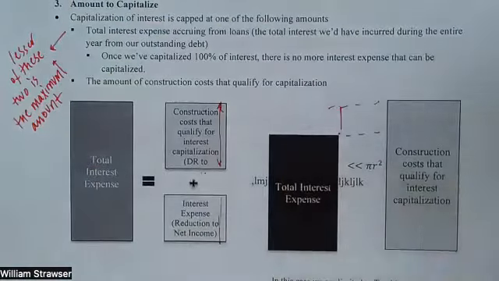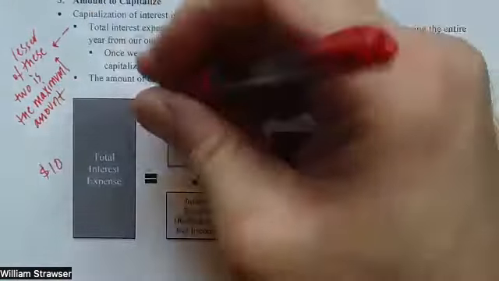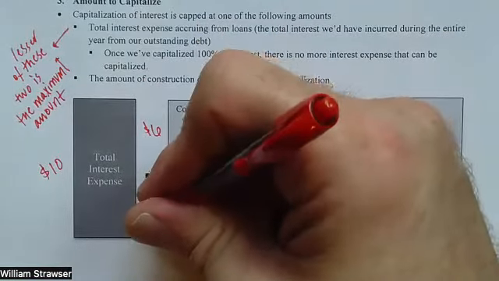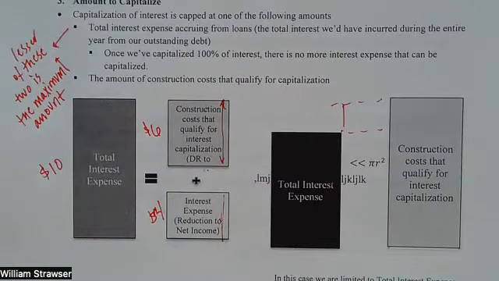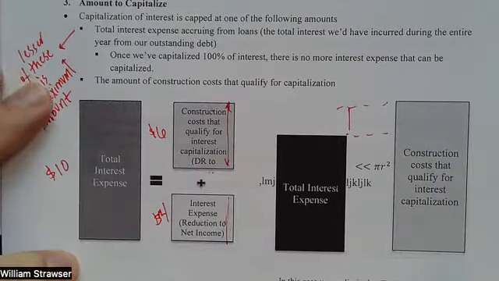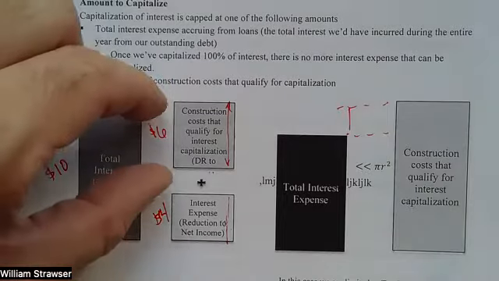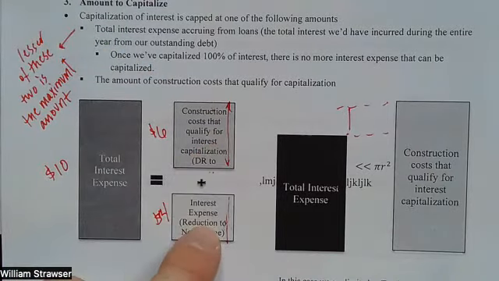To make this clearer, when I set this up a while ago, I should have just put dollar values here. If this was like $10, this was say $6, then $4 would go to the income statement as interest expense. So we will have cases where we have theoretically $10 of interest expense. All of that would be interest expense if we weren't constructing an asset. But now only $6 is going to be capitalized because of that construction, and $4 will be expensed as usual as an other income expense item on the income statement.